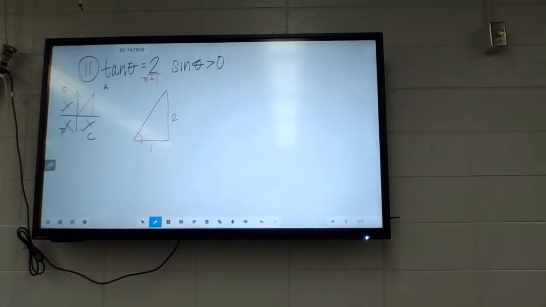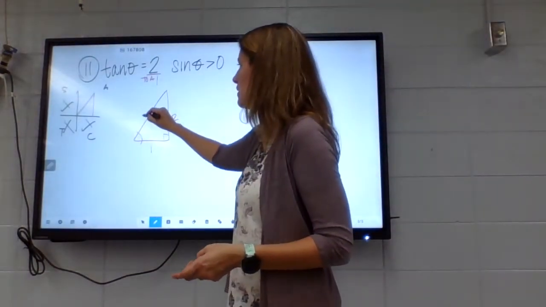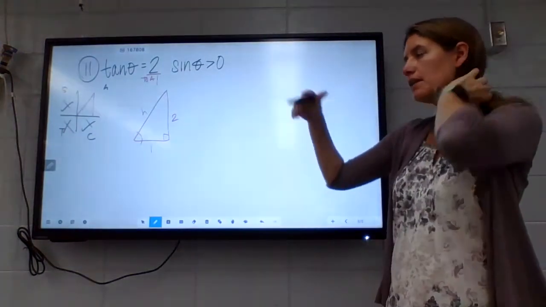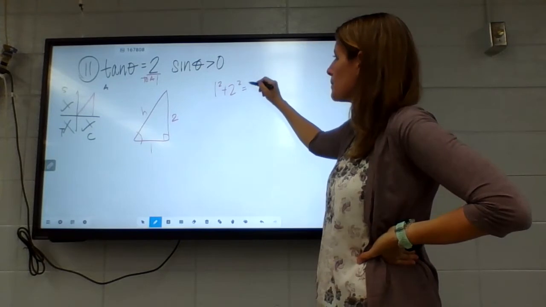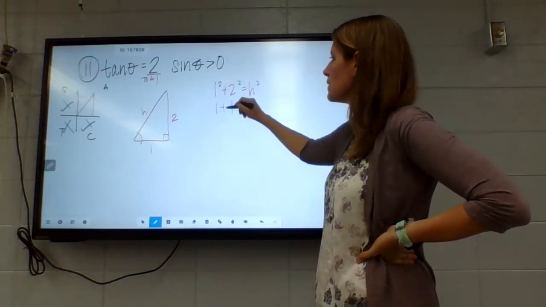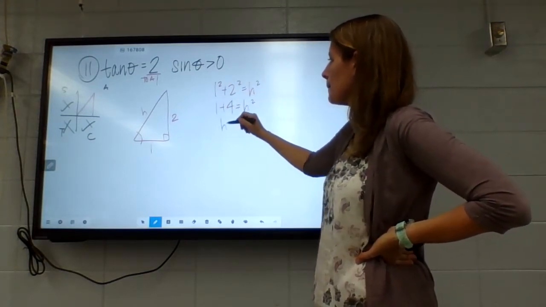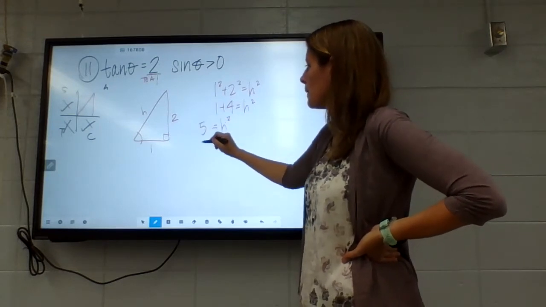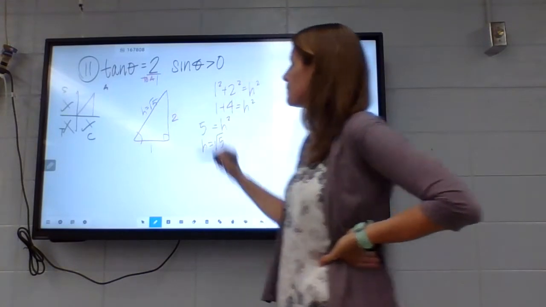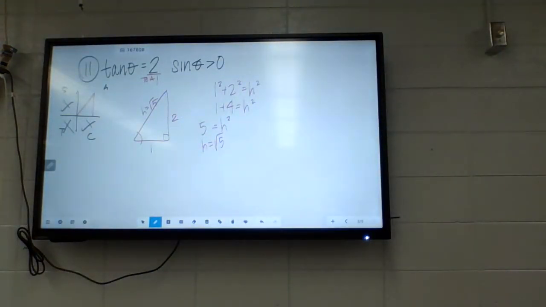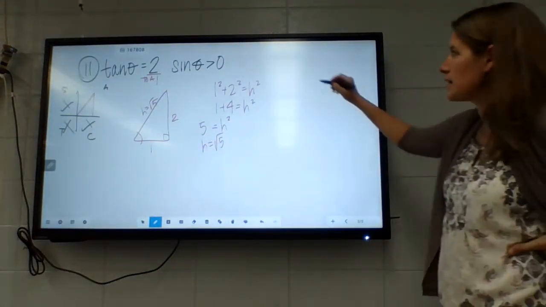Now you might immediately think 2 and 1, oh then the other one has to be square root of 3. But that doesn't work because of the fact that this is the hypotenuse, not the middle side. So we're going to solve this. So h is the square root of 5. And so that's our hypotenuse that we need for sine and cosine.